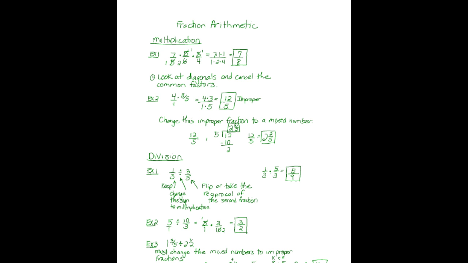This means division, this symbol here. So now I need to do keep, change, flip. So I keep the first fraction, I change this to multiplication, and I flip or take the reciprocal of the next fraction. Now I want to cancel on diagonal. So my 6 divided by 6 is 1, divided by 1. So my final answer is 7/3.